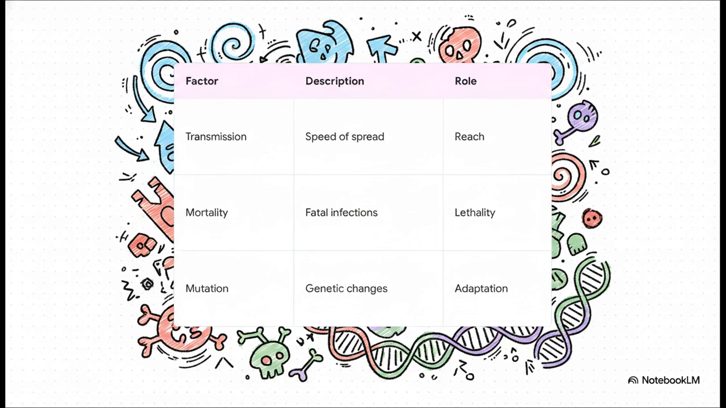First, there's the transmission rate. So exactly how fast and how easily does it spread from person to person? Second is the mortality rate, meaning what percentage of the people infected will unfortunately not survive. And third is mutation ability. Basically, how quickly can the virus genetically adapt to dodge our vaccines, our medical treatments, and our natural immune responses?